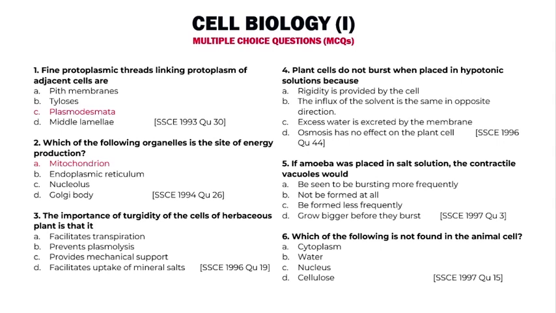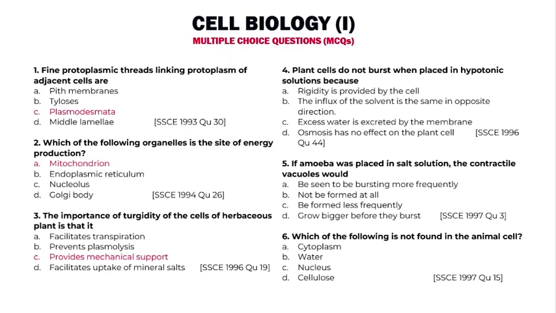Question number 3. The importance of turgidity of the cells of herbaceous plants is that it: A, facilitates transpiration; B, prevents plasmolysis; C, provides mechanical support; and D, facilitates uptake of mineral salts. So the importance of turgidity in the cells of herbaceous plants is basically to provide mechanical support for the plant to be able to stand on its own.